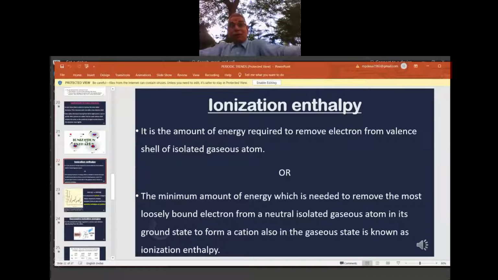That is known as what? That is known as ionization enthalpy, the energy in kilojoules per mole. So ionization enthalpy is always measured in what? Kilojoules per mole.